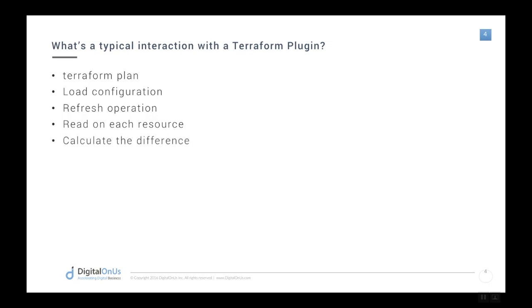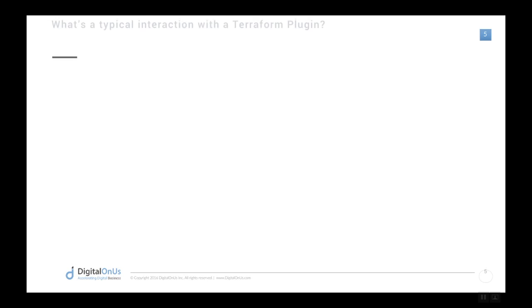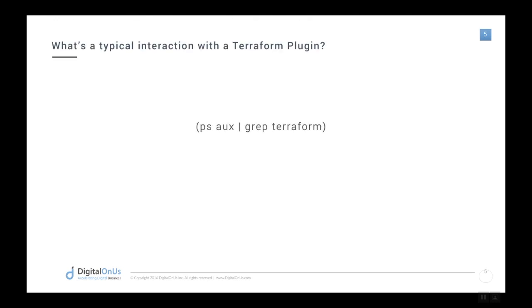The difference is calculated between the current state and the new state. Then Terraform presents this as an output to the user. This process is transparent to the user and can be seen while running the following command. This will show which processes of Terraform are running.